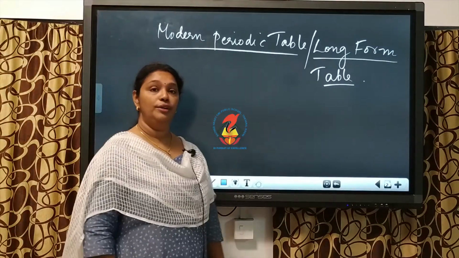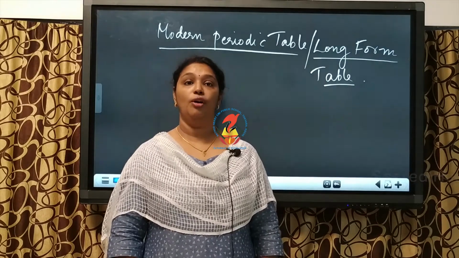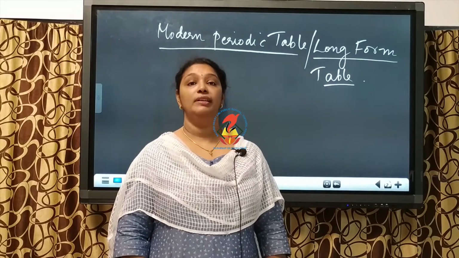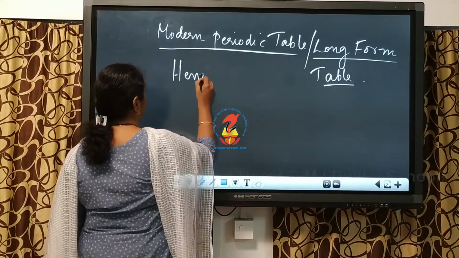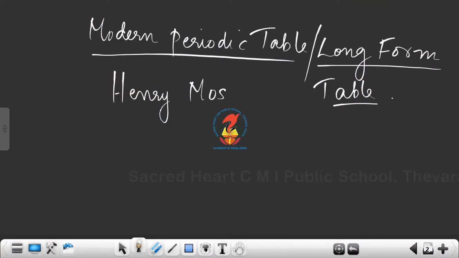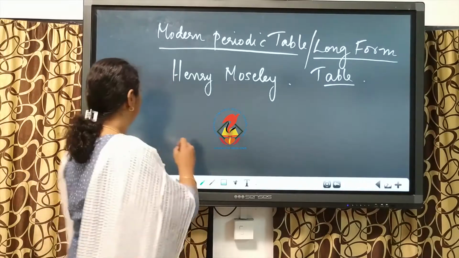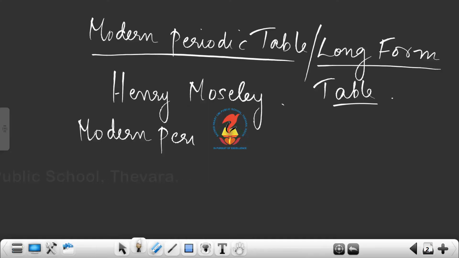Now you know that the modern periodic table that we follow now, also called the long form of periodic table, is given by Henry Moseley. And Henry Moseley formulated the modern periodic law.